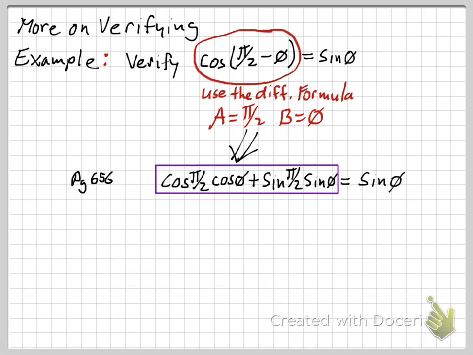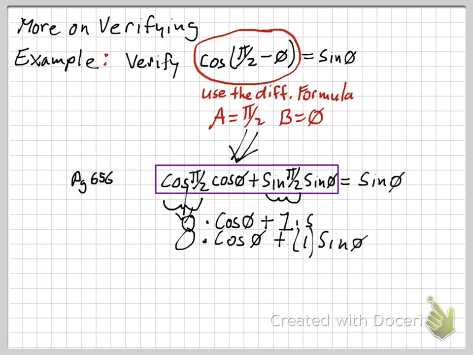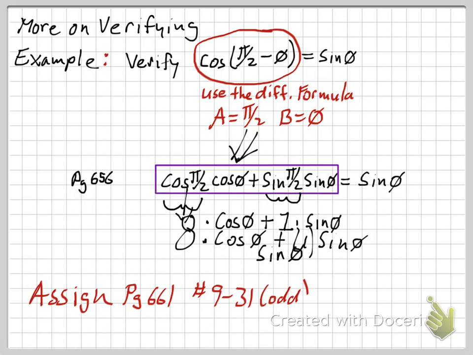What is cosine of pi over 2? Cosine of pi over 2 is 0. And sine of pi over 2 is 1. So the left-hand term disappears. The right-hand term is just sine theta. And then we've verified this identity.